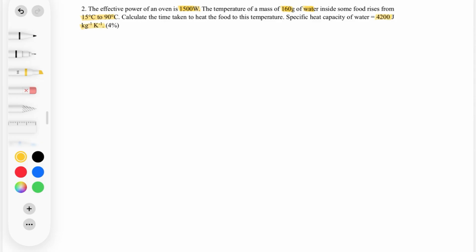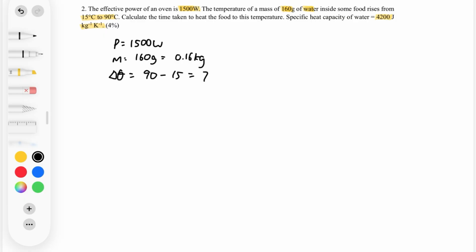Again, we write down everything. The power will be 1500 watt. The mass will be 160 gram, which equals 0.16 kg. The change in temperature will be 90 minus 15, which gives 75 degrees Celsius. The specific heat capacity c is 4200. What do you want to find? Time, t.